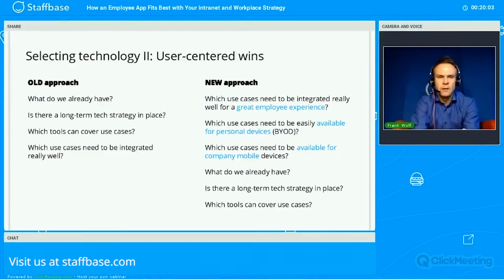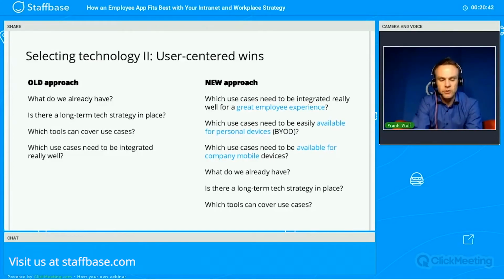technology truth is there's an old and a new approach on how you actually select technology. The old approach was that you would see, what do we have? What's the tech strategy? So you would say we are a Microsoft shop. If you want to do something, we first see what Microsoft is doing, and if that's good enough, we pick it, or else we look elsewhere.